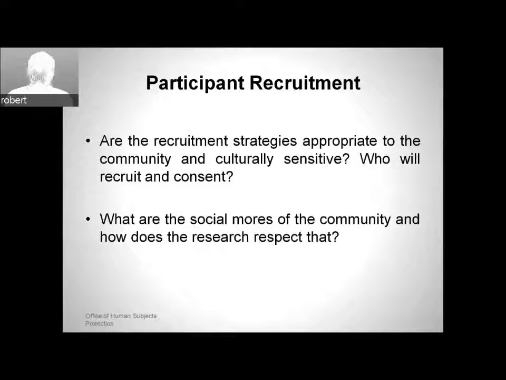Are the recruitment strategies appropriate to the community and culturally sensitive? And who will recruit and consent? Again, this is a key question because the IRB is going to want to make sure that whoever is doing the consenting has the training to do so. What are the social mores of the community, and how does the research respect that? A quick story about that: a certain small group in Hawaii required that the researchers actually live within their particular culture for a minimum of 2 weeks before they were willing to participate in research. Unusual, but not unheard of.